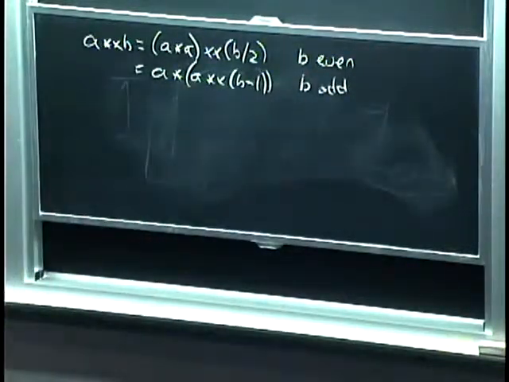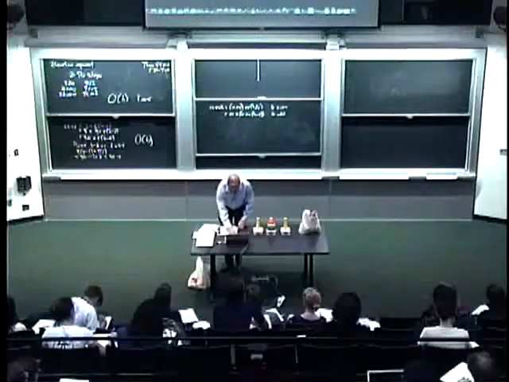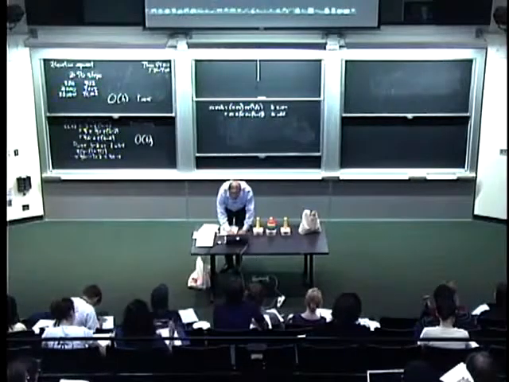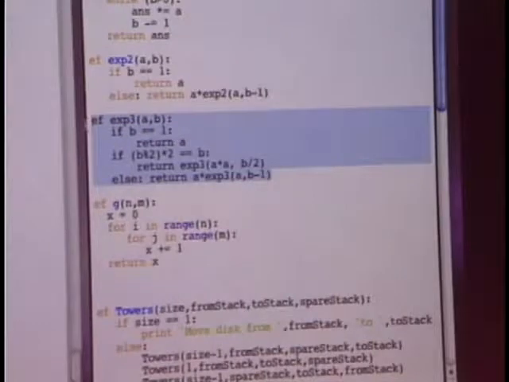Multiply a by a to the b minus 1. And oh, that's nice, right? Because if b was odd, then b minus 1 is even, which means on the next step, I can cut the problem in half again. Okay? All right. x3. So you can see right here. Does exactly that. Okay? We can take a quick look at it.